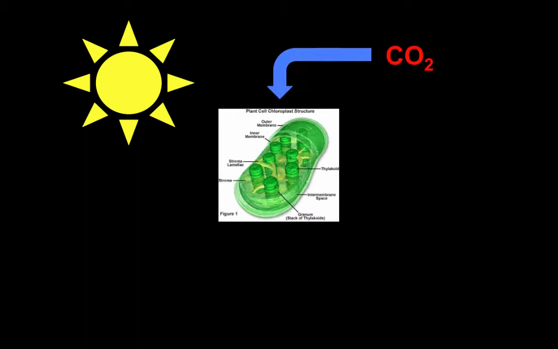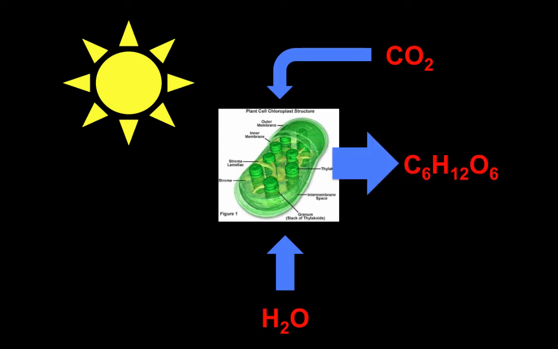Remember, this process occurs in the leaves of the plants and in organelles called chloroplasts that are in their cells. And the chloroplasts are going to take carbon dioxide out of the air, water up from the roots, and they're going to create glucose and oxygen. And remember, oxygen is a byproduct. So what we're really trying to do is make glucose.